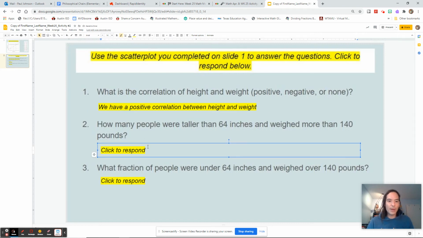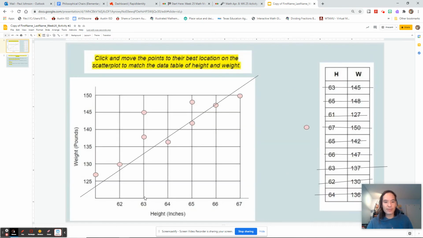All right, how many people were taller than 64 inches and weighed more than 140 pounds? So we're gonna have to go back to the data for this one. And you can use the table or you can use the graph. So let's go to the graph. Taller than 64 inches. This is 64. So all these people are taller than 64 inches. 1, 2, 3, 4 people are taller than 64 inches. There's 1, 2, 3, 4, 5 people that are 64 inches or smaller. And since they said taller than 64 inches, that does not include 64 inches.